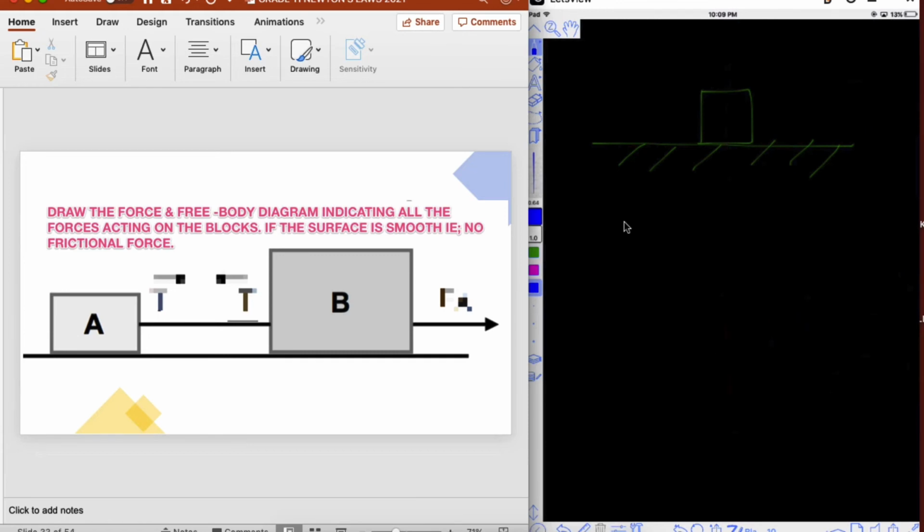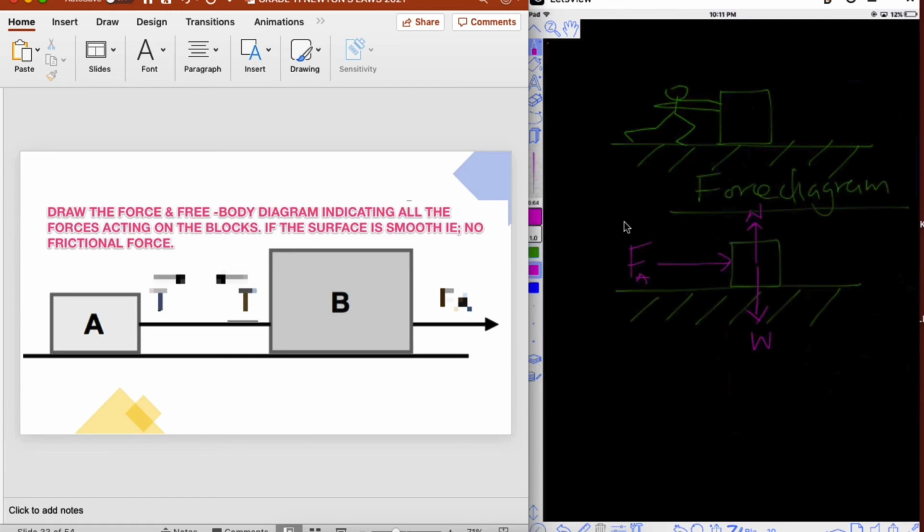Now, if on this object we do have an applied force F, let's say a person is pushing this object to the right, and you're asked to draw the force diagram and the free body diagram, we can draw it like this. And if the ground is rough, then we can also have a frictional force. However, our free body diagram is going to be like this. We represent the object as a dot, and we will have our normal force, weight, applied force and the frictional force.